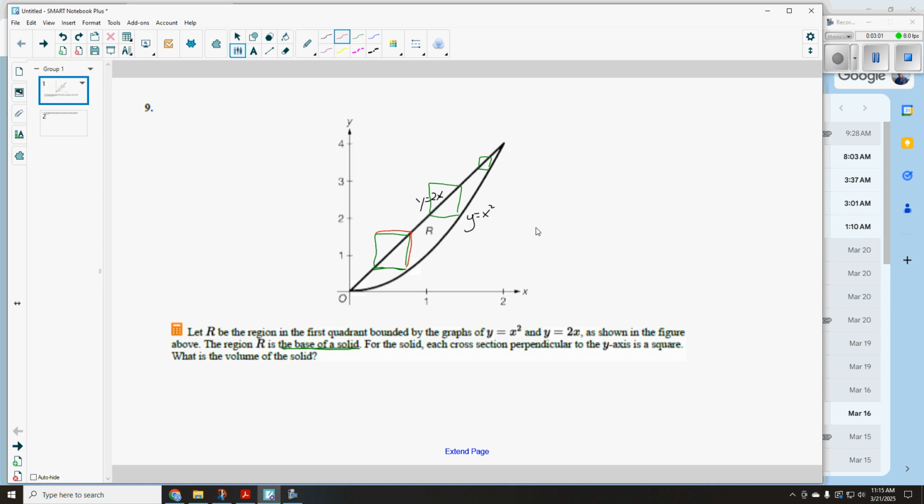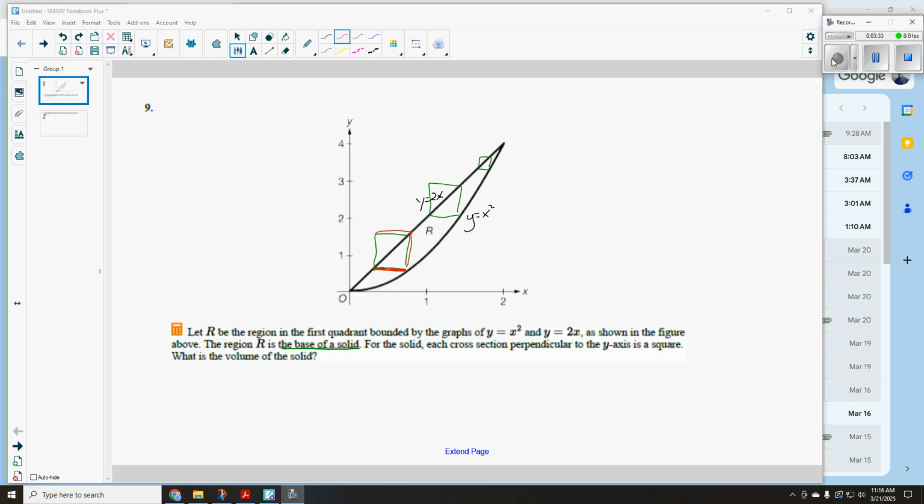So the area of one of these squares is this distance right here between these two lines. And then we're going to square that distance to get the area of each little square, and then we're going to sum them all up to find the volume of the solid, the sum being an integral.